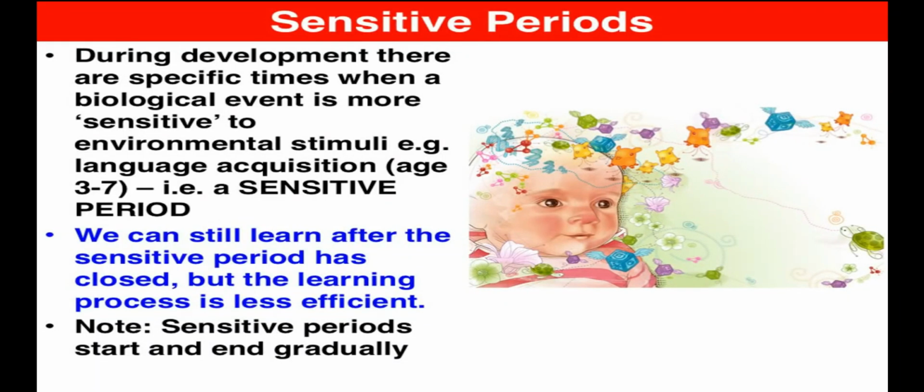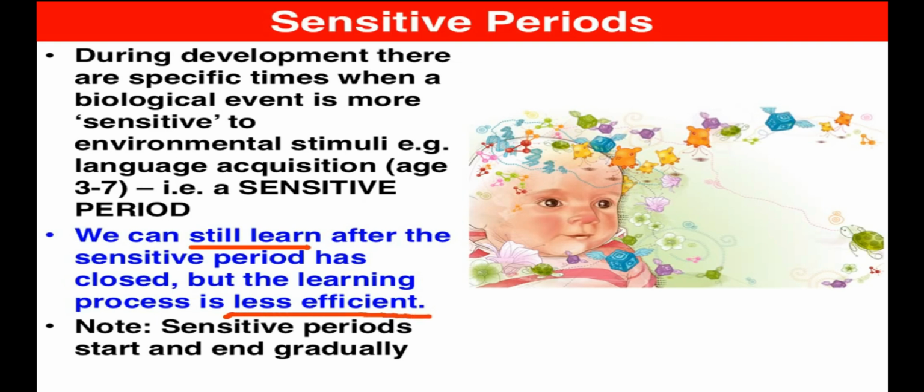Sensitive periods of learning can be described as specific times during our development when a biological event is more sensitive to environmental stimuli. So for instance, our brains are most sensitive to exposure to language between the ages of 3 and 7. After the sensitive period has closed, we can still learn, but the learning process is less efficient.